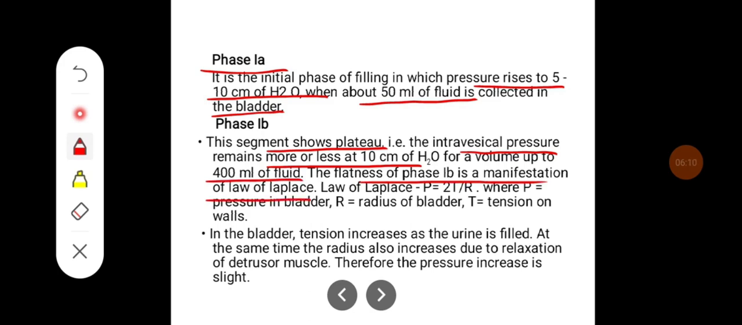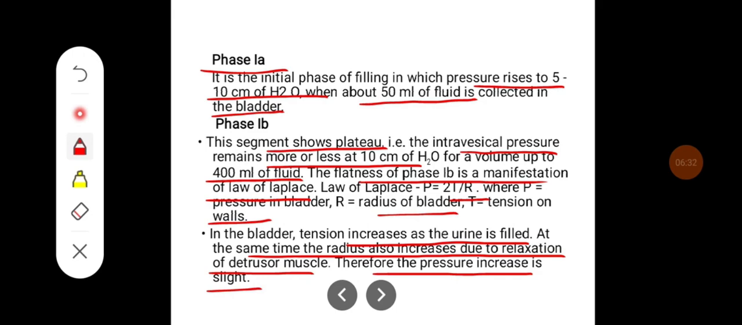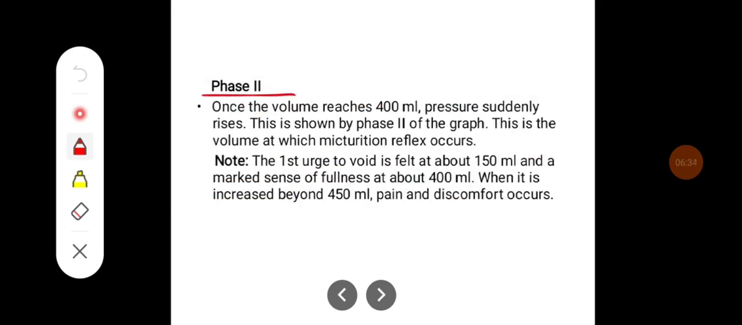The law of Laplace is nothing but P equals 2T divided by R, where P is the pressure in the bladder, R is the radius of the bladder, and T is the tension on the walls. In the bladder, tension increases as urine is filled. At the same time, the radius also increases due to the relaxation of detrusor muscles, and therefore the pressure increase is slight. In phase 2, once the volume reaches 400 ml, pressure suddenly rises, and this is shown by phase 2 of the graph, and this is the volume at which the micturition reflex occurs.